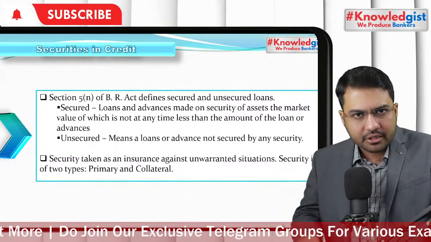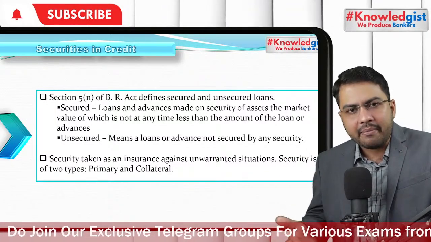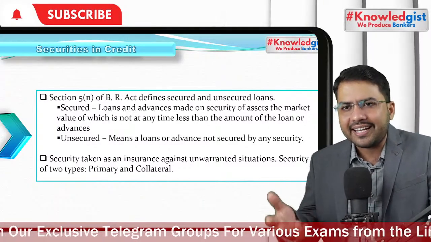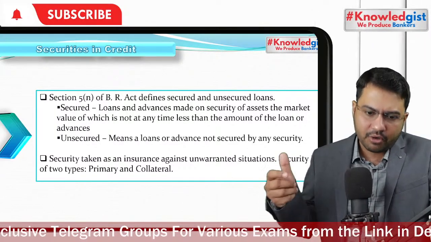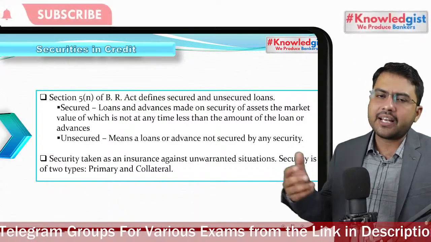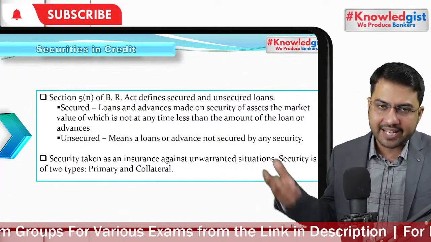Now, securities in credit: you can divide loans into two different parts, secured loans and unsecured loans. But there is a definition to that, because in layman's terms, a secured loan is a loan where there is a guarantee, third party guarantee or mortgage. When there is no mortgage, it is an unsecured loan. It's as simple as that.